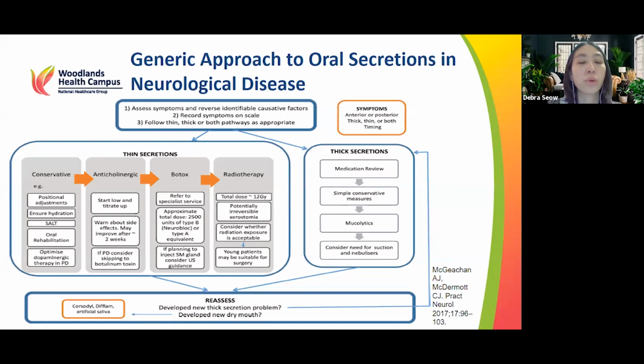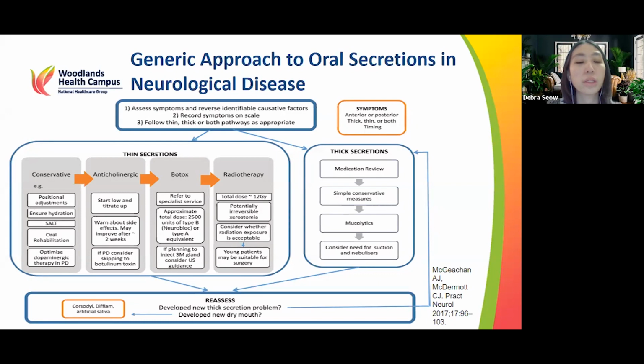For Botox, we usually have to refer to specialist services, such as neurology or rehab. The approximate total dose would be about 2,500 units of type B or the type A equivalent. If we are planning to inject the submandibular gland, we will need to consider ultrasound guidance. The last therapy would be radiotherapy, and there are some side effects which I'll go through later.